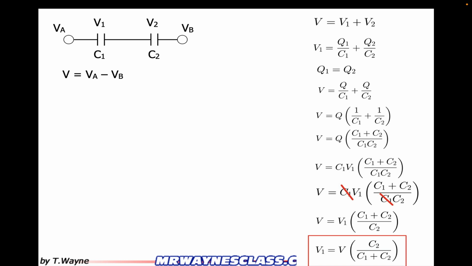So when I move it to the other side, you can see that the voltage on V1, the potential difference, is equal to the voltage across the combination times C2 on the top divided by C1 plus C2. That's my new rule.